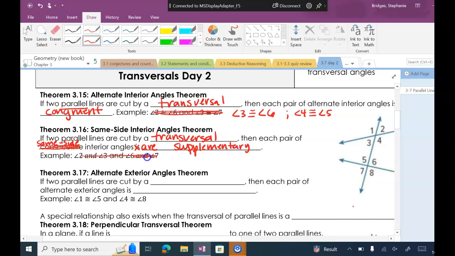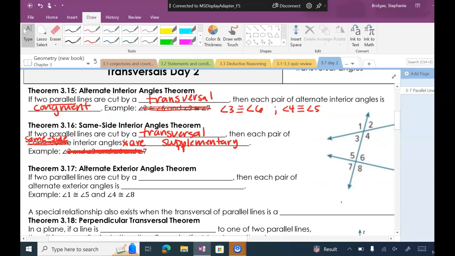And again, scratch out those examples because I apparently have the wrong picture here. I need to edit this bad. Okay, so we fixed a few things in the second theorem. If two parallel lines are cut by a transversal, then each pair of same side interior angles are supplementary. Looking at my picture, give me a pair of same side interior angles. 3 and 5. Okay, so angle 3 and angle 5 would be supplementary. What's another pair? 4 and 6. And angle 4 and angle 6 would also be supplementary.